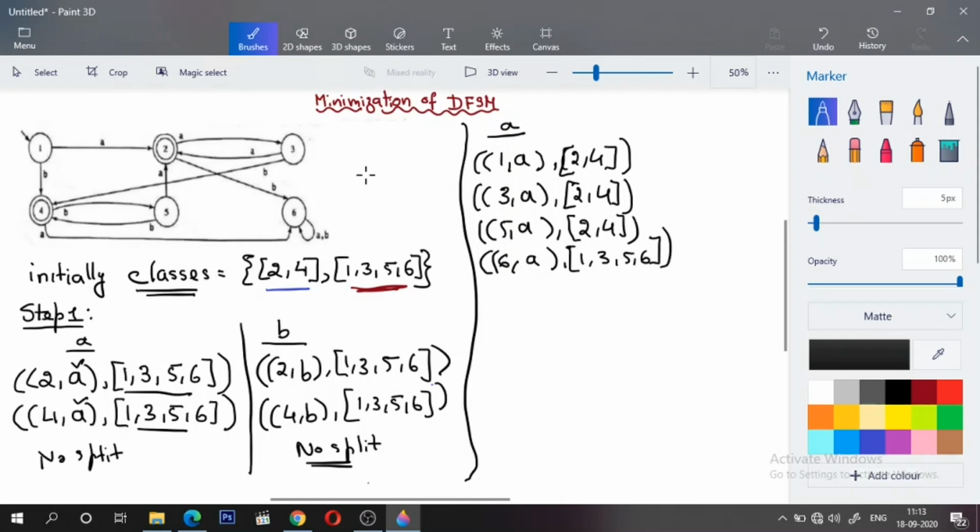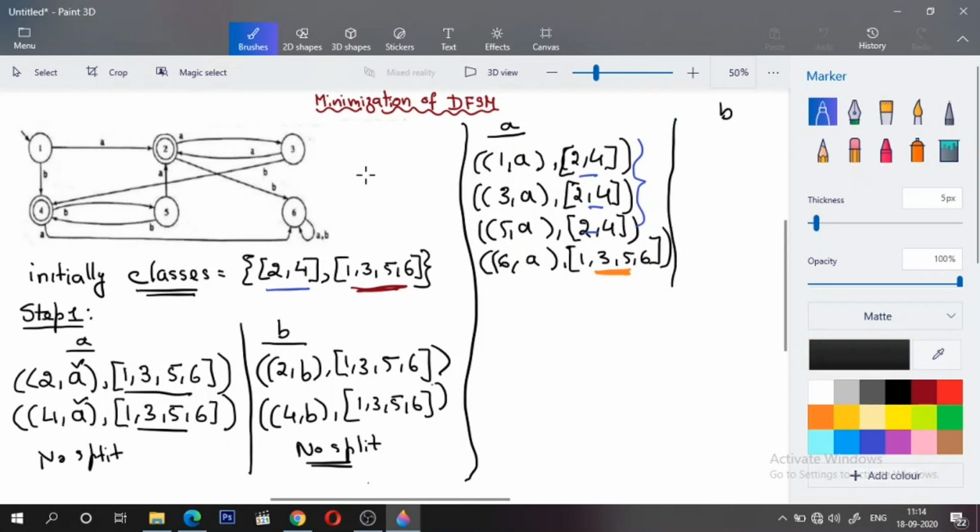Okay. So, is the splitting required? Yes, the splitting is required in this case, because see, upon A, 1, 3 and 5 make a transition to the same set, that is 2 and 4, right? So, these will be together. But it is very clearly evident that 6 upon A will make a transition to a different set, that is a set containing 1, 3, 5 and 6. So, at the end of this iteration, 6 will be split from the class containing 1, 3, 5 and 6. Okay. So, 6 will go out, it will be separated, but we have to still check whether there is a further split or not.